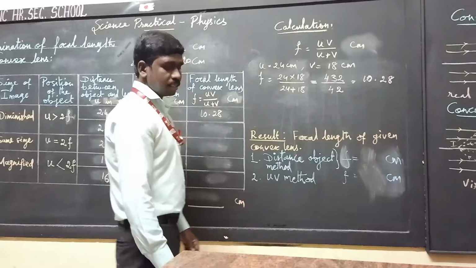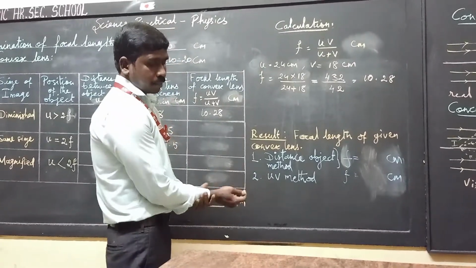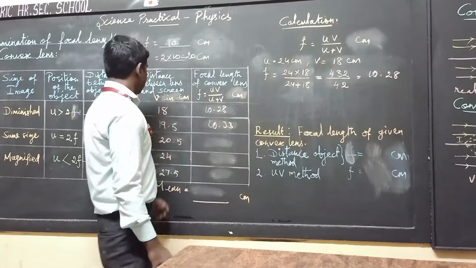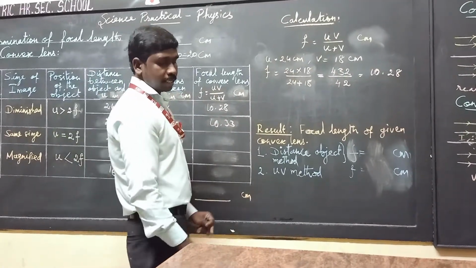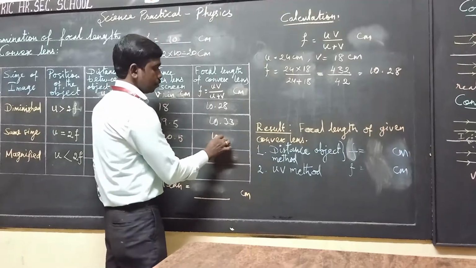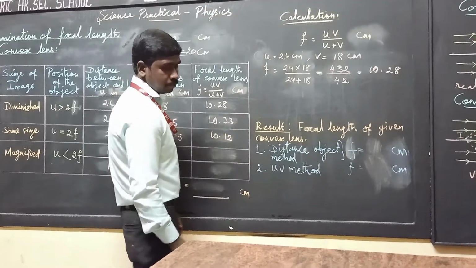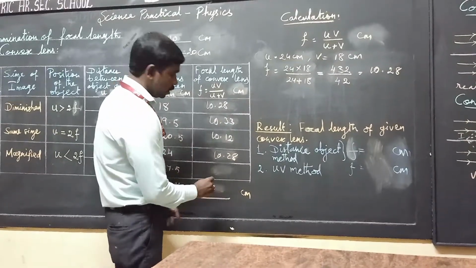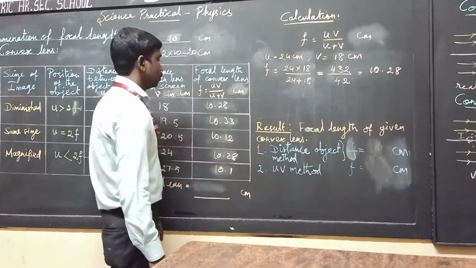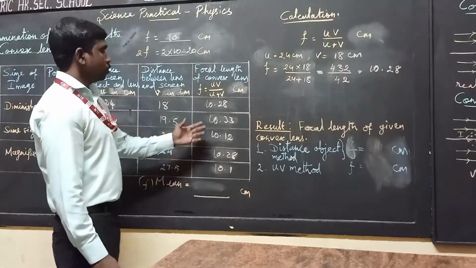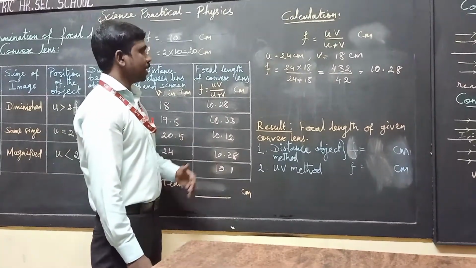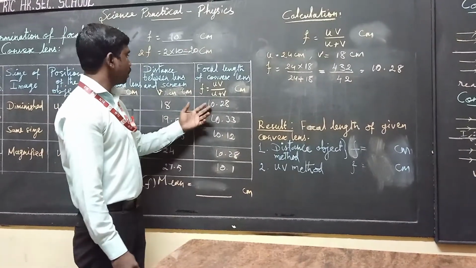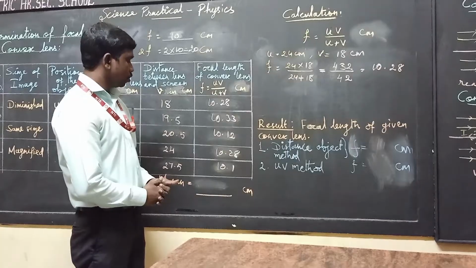The same procedure we need to follow by calculation. Writing the given data, the data are 10.33, trial number 2, 10.12, 10.28 and 10.1. So all the data are from separate calculations of the focal length of the given convex lens.